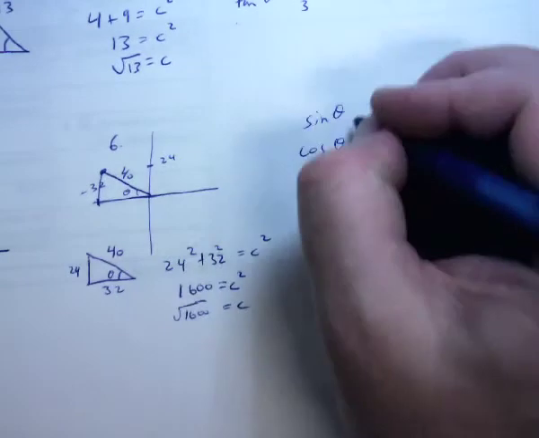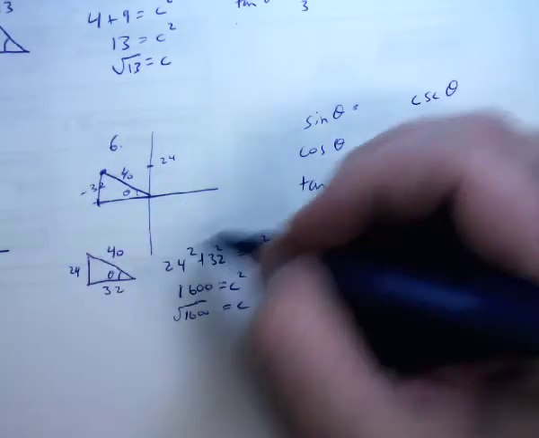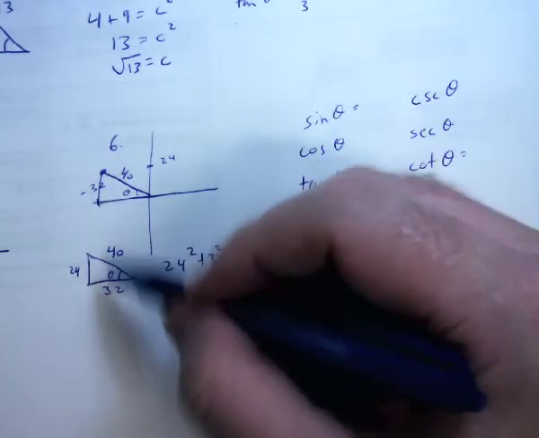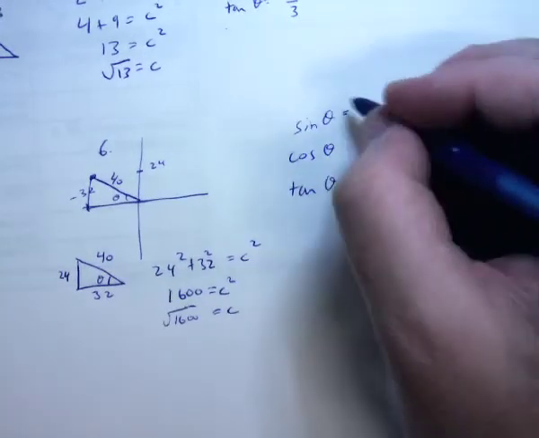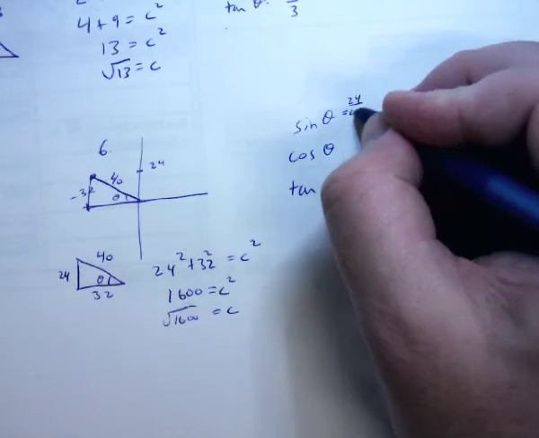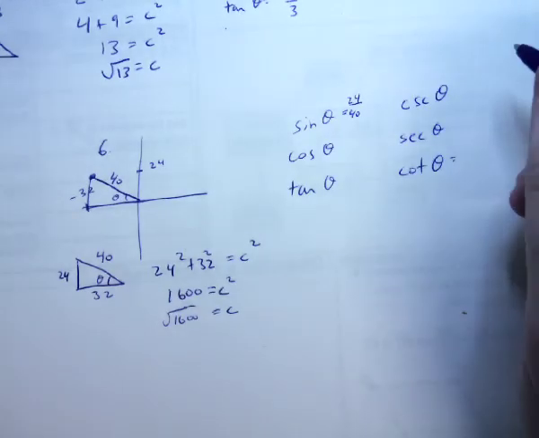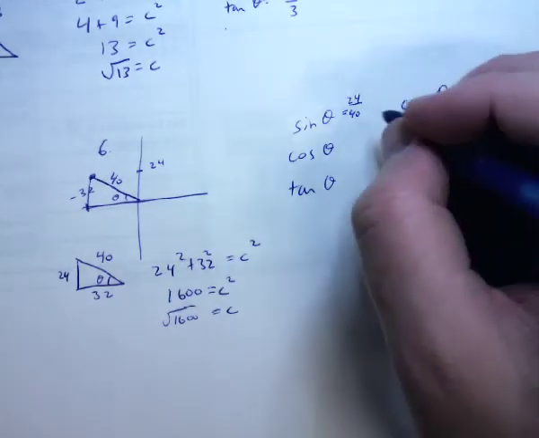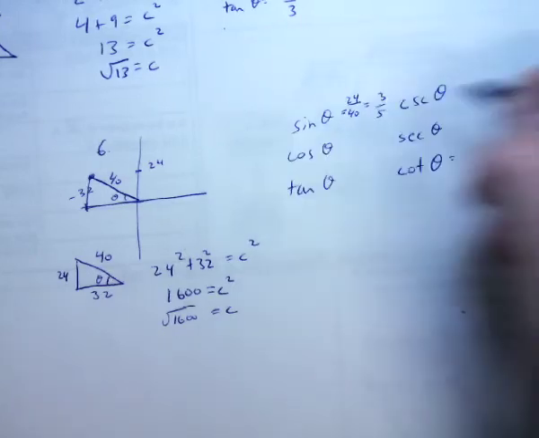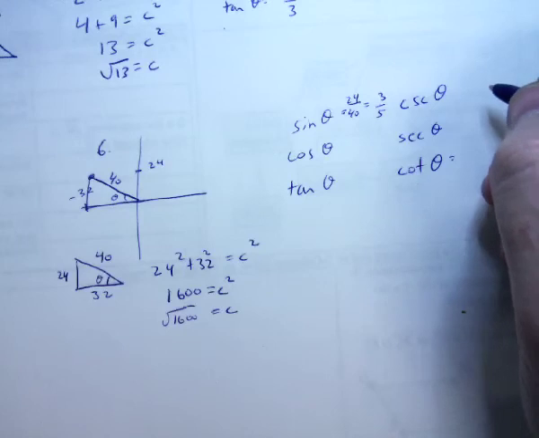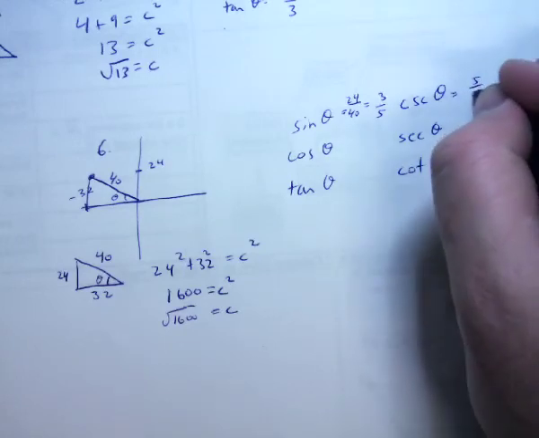So sine is opposite, which is negative 32. Excuse me, see, this is why I had to redraw, because this is a poor picture. The opposite is 24 over 40. And we can reduce that by 4, or we can reduce that by 8. And that's going to be 3 over 5. And that means cosecant is going to be 5 over 3.